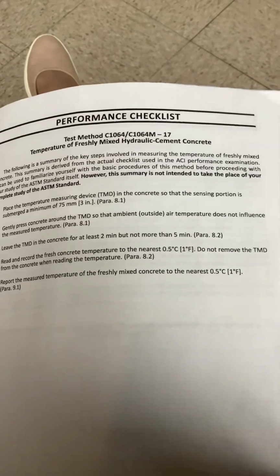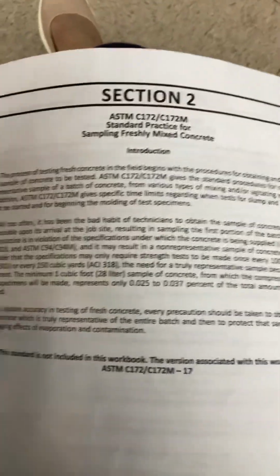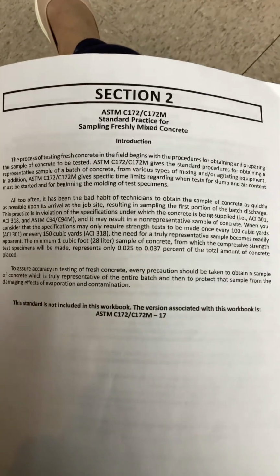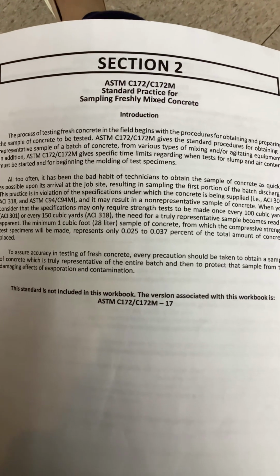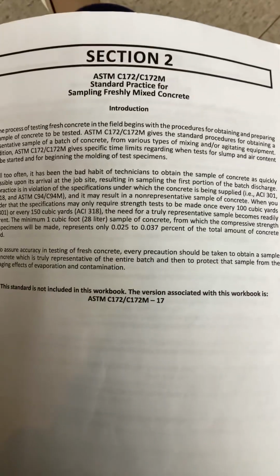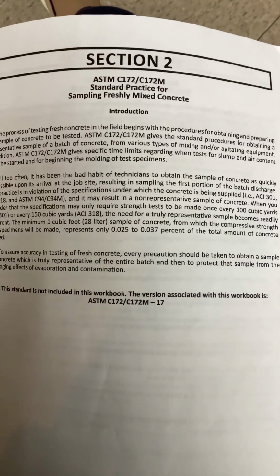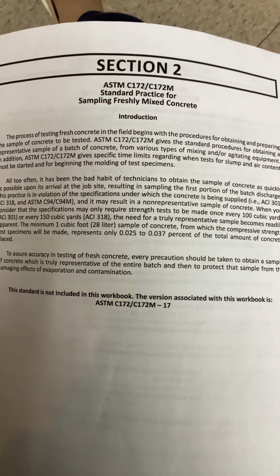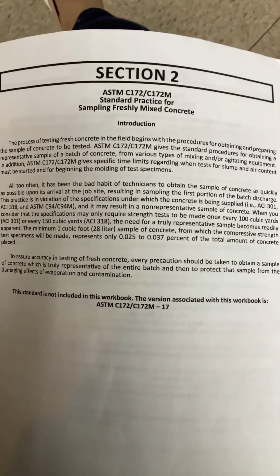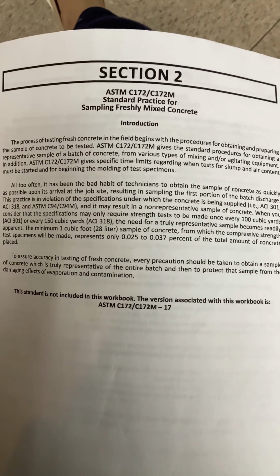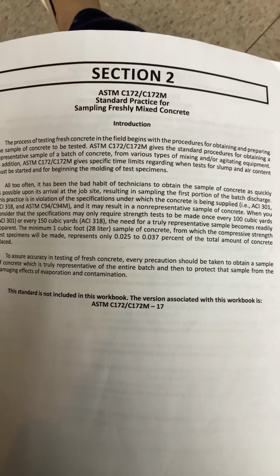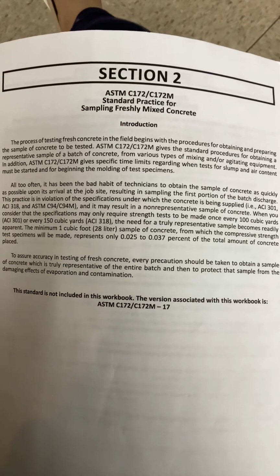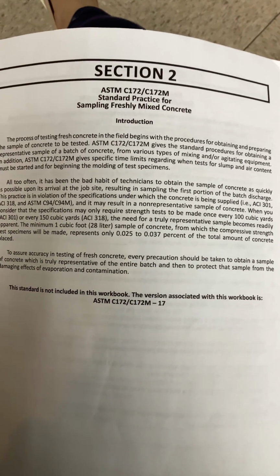Sampling of freshly mixed concrete. The process of testing fresh concrete in the field begins with the procedures for obtaining and preparing the sample of concrete to be tested. ASTM C172/C172M gives the standard procedures for obtaining representative samples of a batch of concrete for various types of mixing and/or agitating equipment. In addition, ASTM C172/C172M gives specific time limits regarding when tests for slump and air content must be started, and from the beginning the molding of the test specimens.